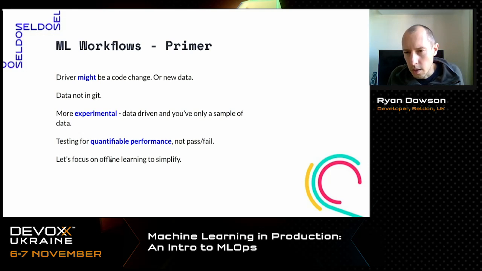Whereas with offline learning, the training is done separately from prediction. You train the model and deploy it, and when you want to update the model, you need to train a new one. We have to pick somewhere to focus, and offline learning is probably the more common case. So let's focus on offline learning.